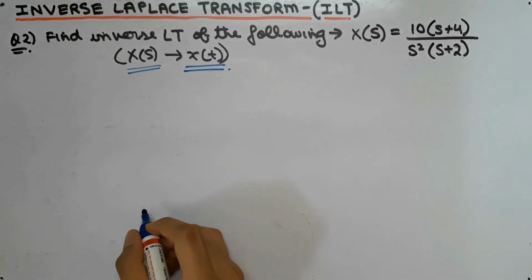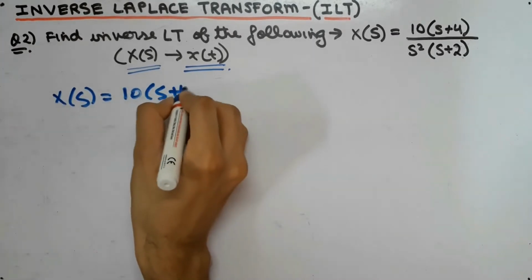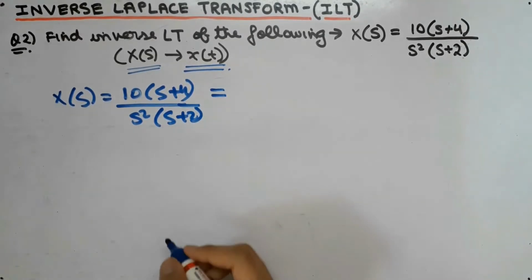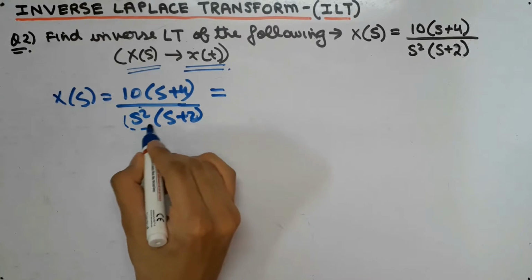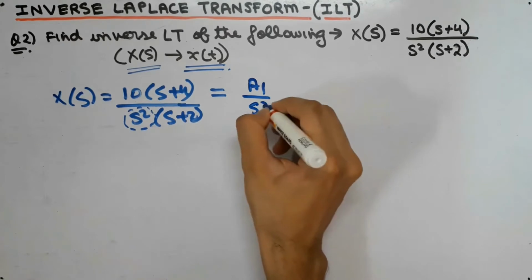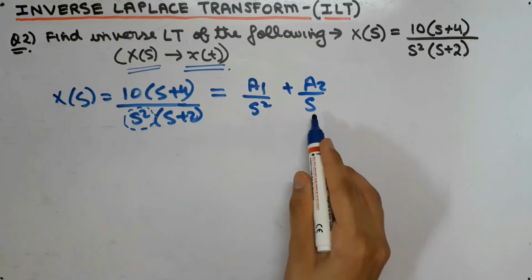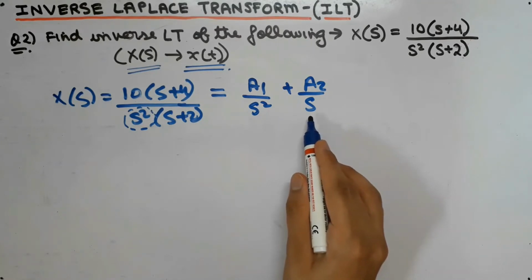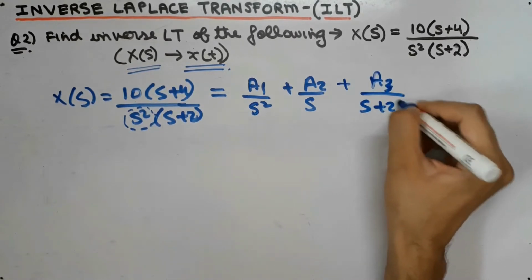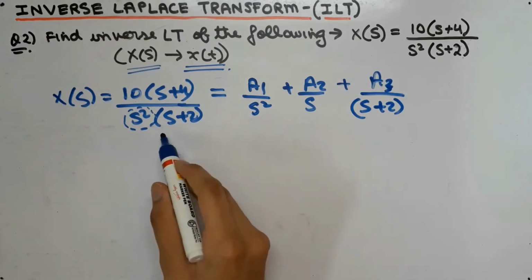So now first of all we are going to write the partial fraction, that is, X(s) is equal to 10 into (s plus 4) upon s square into (s plus 2). Now while writing the partial fraction, you have to be careful as we have an s square term over here. That is, we will write the partial fraction like A1 upon s square plus A2 upon s. That is, we will write this twice, but in the next term we will keep its power to be 1 less, that is s. Now similarly we will write A3 upon (s plus 2).